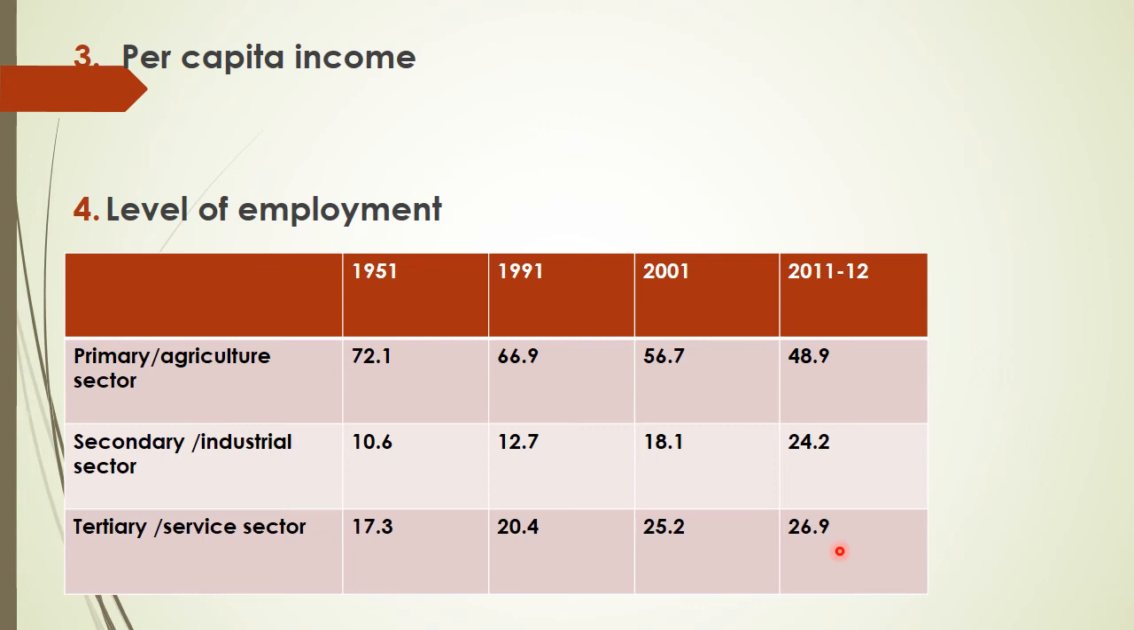So what we can conclude from this table is that from 1951 to 2011-12, the employment has shifted from the primary sector to the industrial and service sector. That is, before, in 1951, the maximum employment was provided by the primary or agriculture sector activities, but in 2011-12 the focus shifted to the industrial sector and service sector.